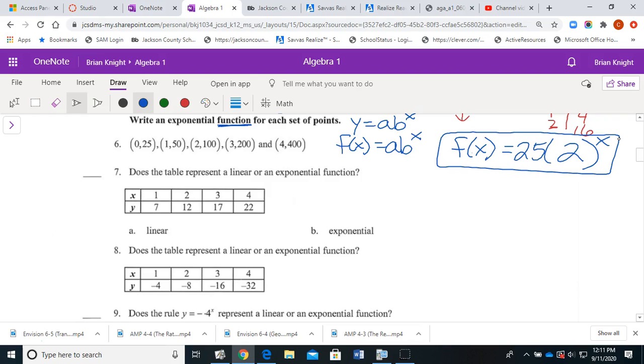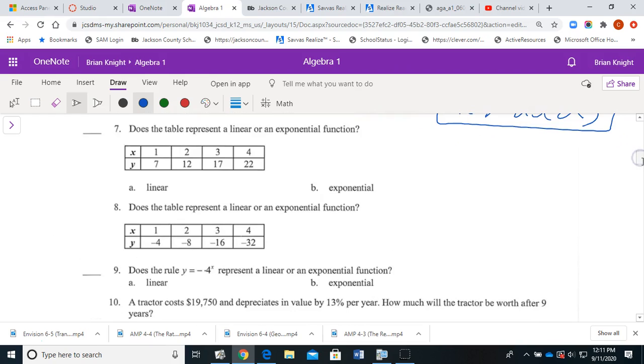Awesome. Number 7 says, does the table represent a linear or exponential function? Remember, if it's linear, the y's will be added or subtracted to get the next number. If it's exponential, we're going to be multiplying to get the next number. So what about 7? What's happening? They're adding how much? 5. So that is definitely linear. And what about 8?